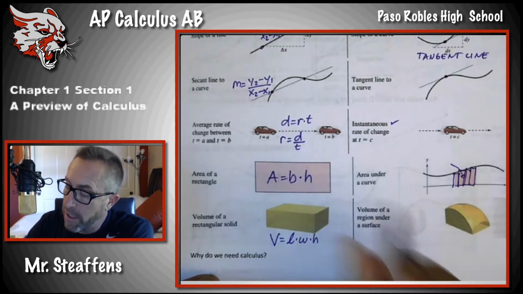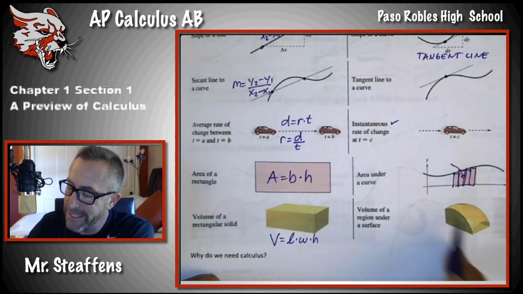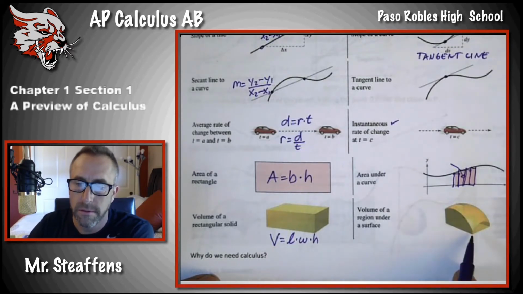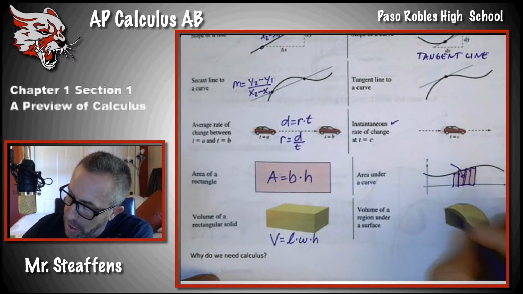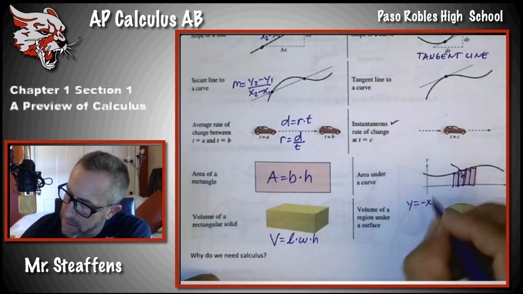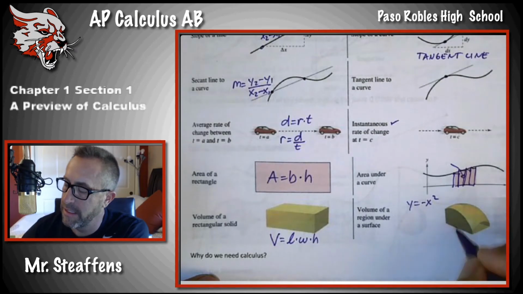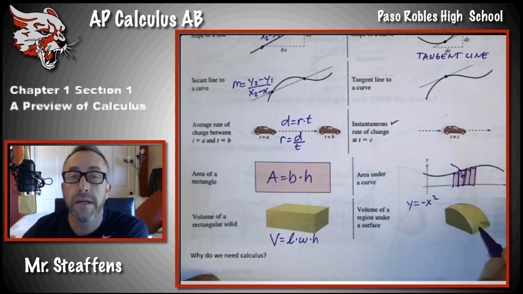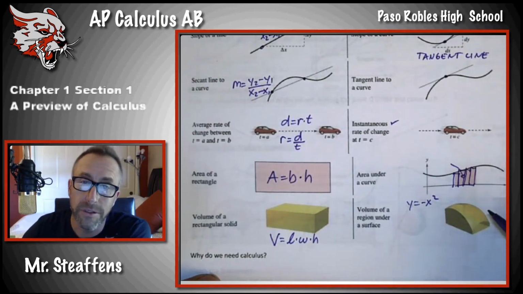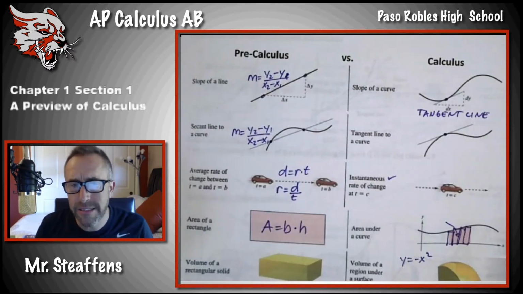However, what if I gave you something super funky like that? This, by the way, isn't even a circle. This is actually a three-dimensional object where this function is y equals negative x squared. And then I've got to find the area of this and figure out the volume of this. Okay, yeah, that's calculus. That's what we do. So that's basically the idea of why we need this.